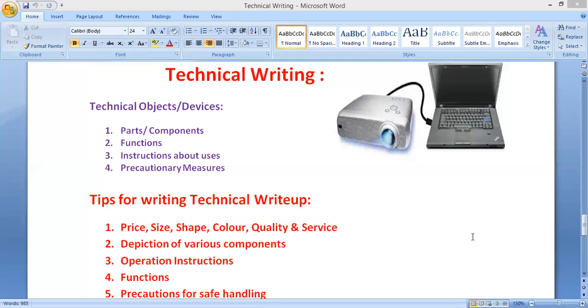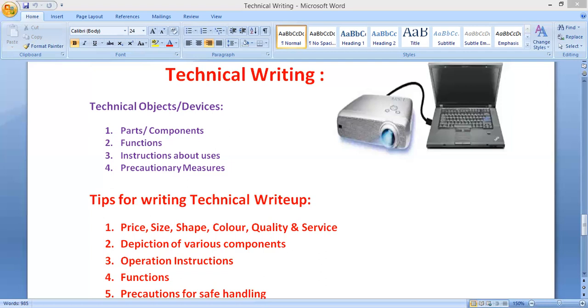Most of the time what happens, we keep that pamphlet or user manual aside and we just take help of others. So it is my kind request to all of you that before using any technical device, please go through that pamphlet or user manual so that it will be helpful for you to write some small technical write-up also. So today we'll learn how to define technical devices and objects.